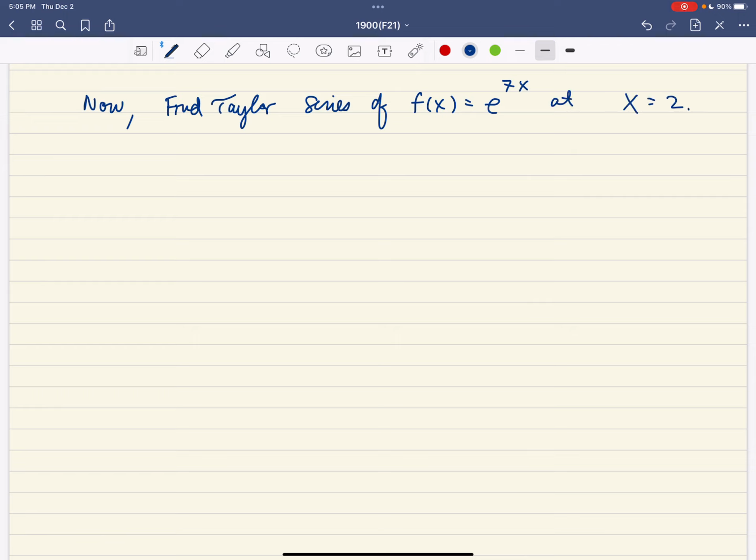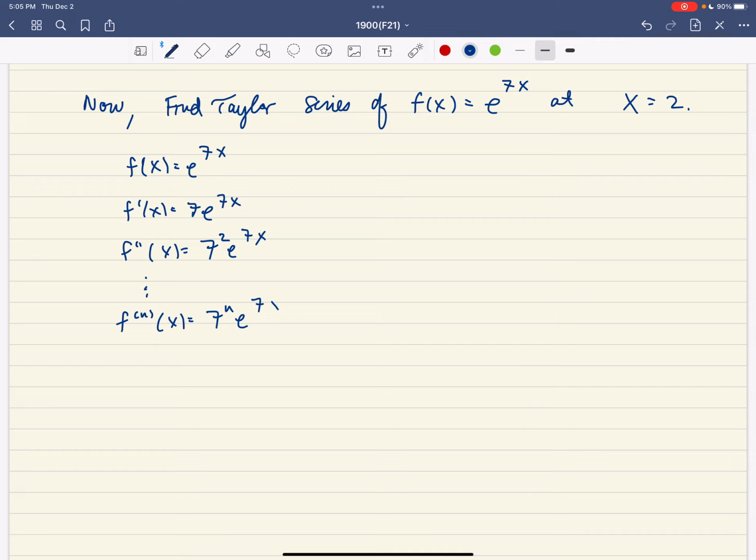And so what I want to do is come up with a formula for the nth derivative of f at 2. So let's see if we can come up with a formula. The original function, the zeroth derivative, is e to the 7x. The first derivative is 7 to the first, e to the 7x. The second derivative is 7 squared, e to the 7x. And it looks like the nth derivative is 7 to the n, e to the 7x.